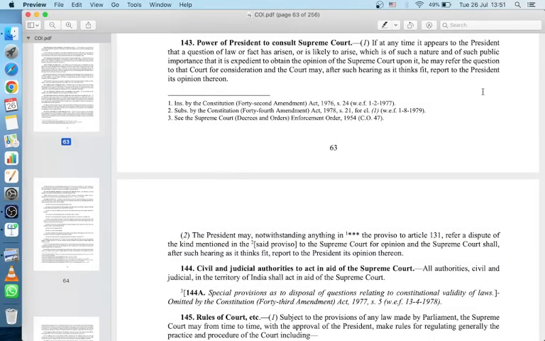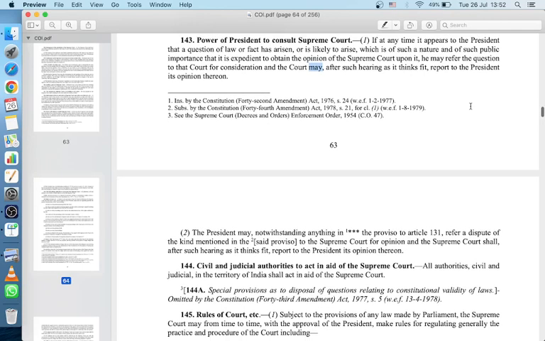If at any time it appears to the President that a question of law or fact has arisen or is likely to arise, which is of such a nature and of such public importance that it is expedient to obtain the opinion of the Supreme Court upon it, he may refer the question to the court for consideration, and the court may, after such hearing as it thinks fit, report to the President its opinion thereon. Clause 2 of Article 143 is not our concern right now. We will perhaps look at it down the line.